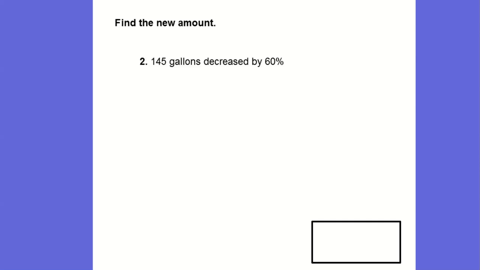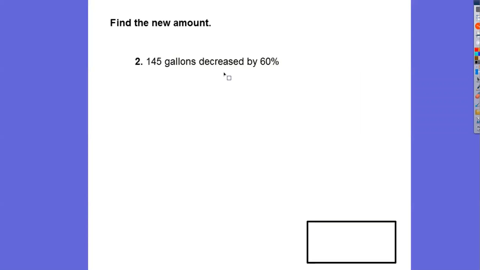In this problem, we're asked to find the new amount. We have 145 gallons. We're going to decrease that by 60%, and I want to know what is the new amount. Because we haven't really looked at this situation of a percentage of decrease in a long extended format, I'm going to do that in this video.